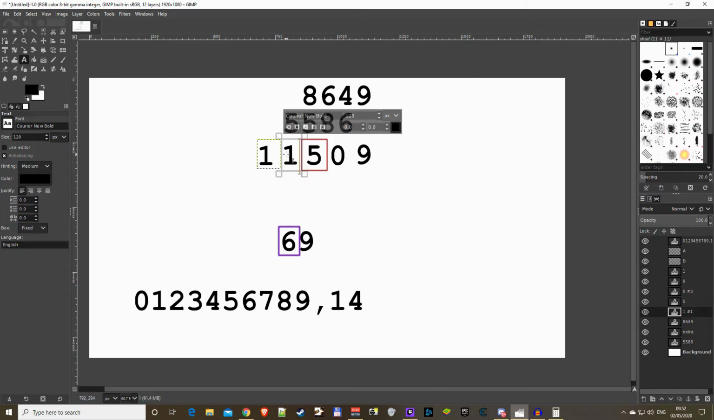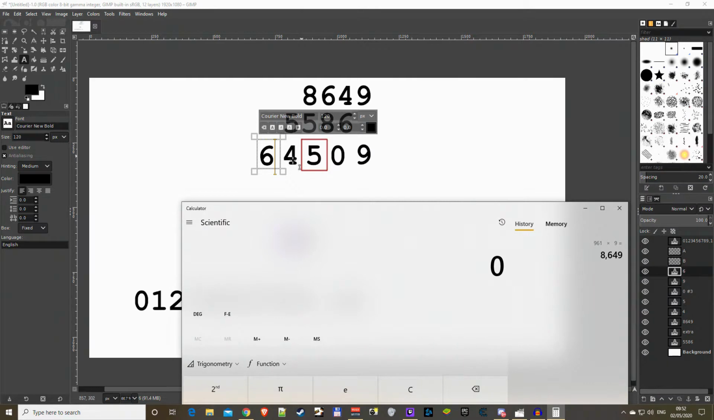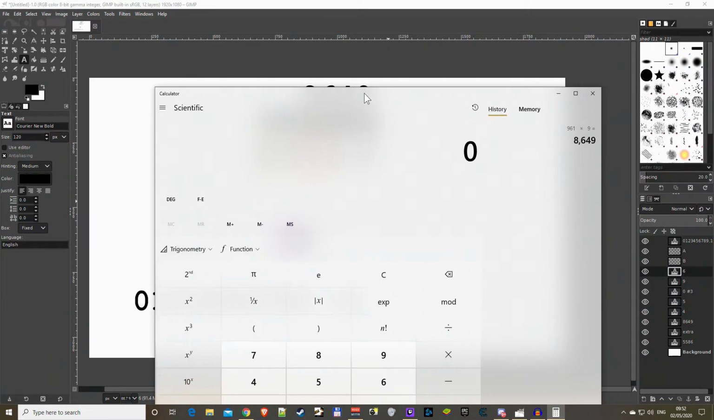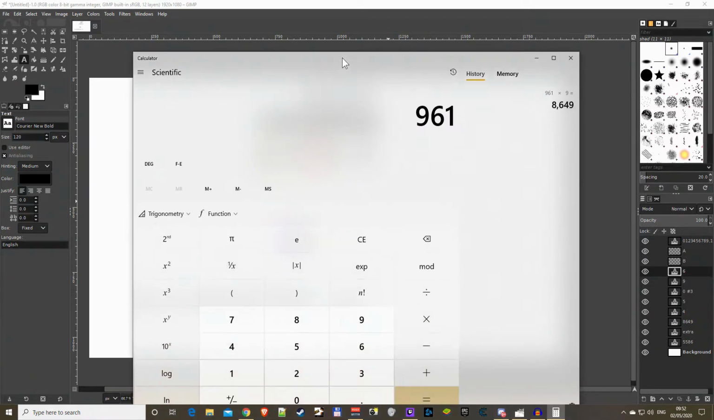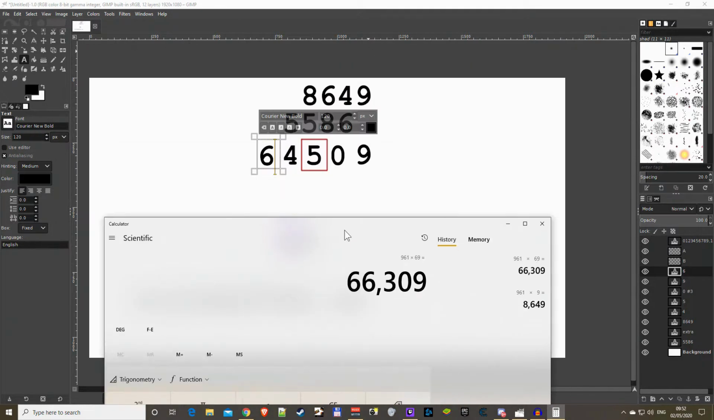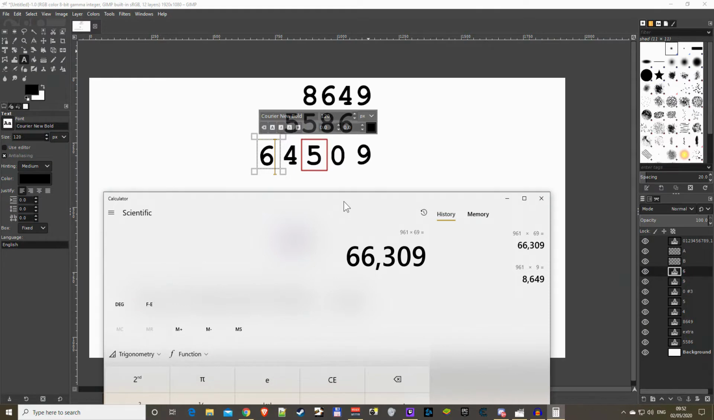Yeah, so this is how the Turing machine works. 14, yeah. And then the 5 is remaining, so it becomes a 6. So let's see. Oh, I lost my original number. Was it 961? Can't remember. Times 69. Yeah, this is what happens when you don't have enough thingies. Can't remember my original number.